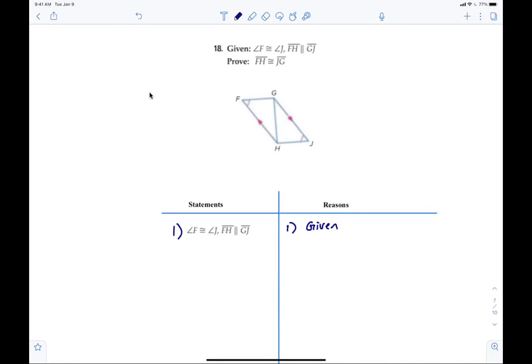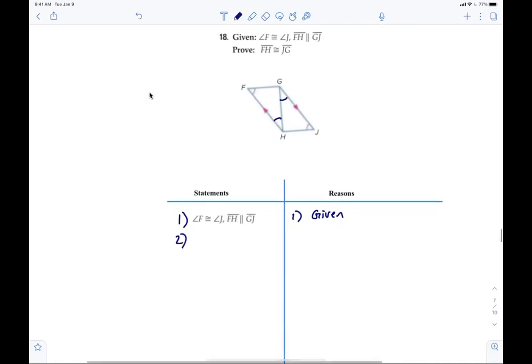So here we go. We got this angle here congruent to this angle. So far, that's nice, Nate. Tell me that again. Number two, angle FHG is congruent to JGH, and why is that?